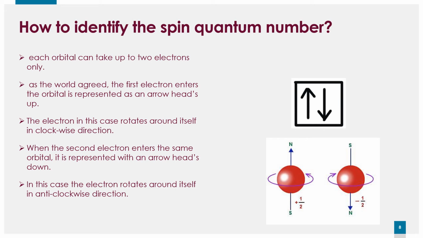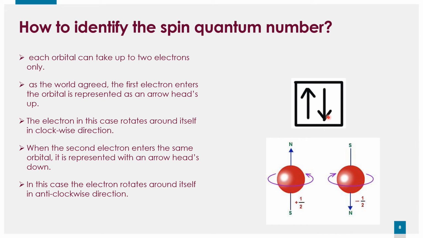Now for the last one, which is the spin quantum number. Each orbital is like a room that can take 2 electrons only. Okay, the first electron always, as the world agreed, enters this orbital represented by an arrow with its head up. And if the arrow is with head up, then it means that the electron is going to rotate clockwise. The other electron does not enter the orbital with the same direction of rotation. Actually, it enters like an arrow with its head down, and it rotates anti-clockwise.